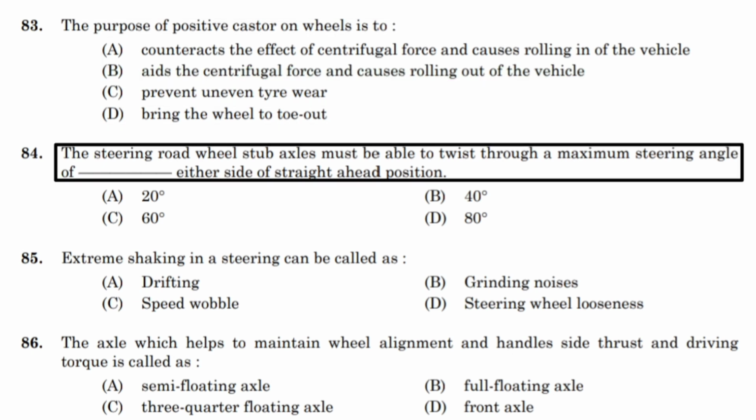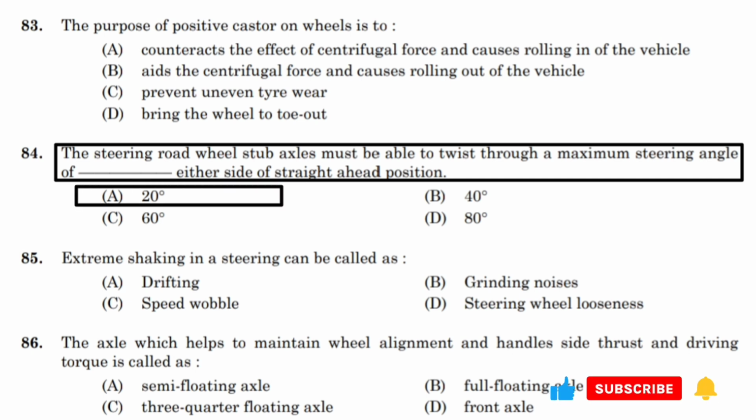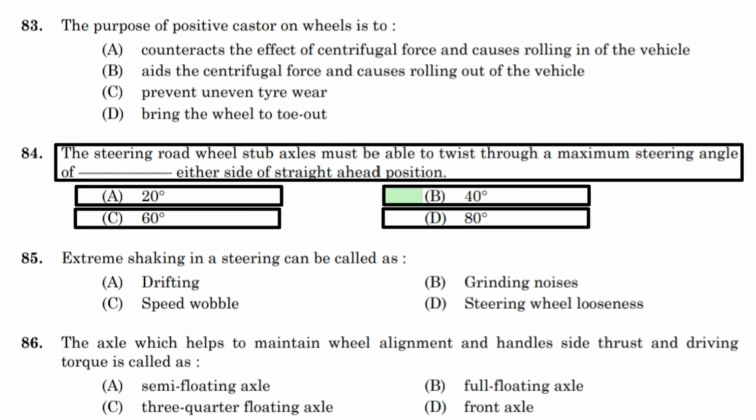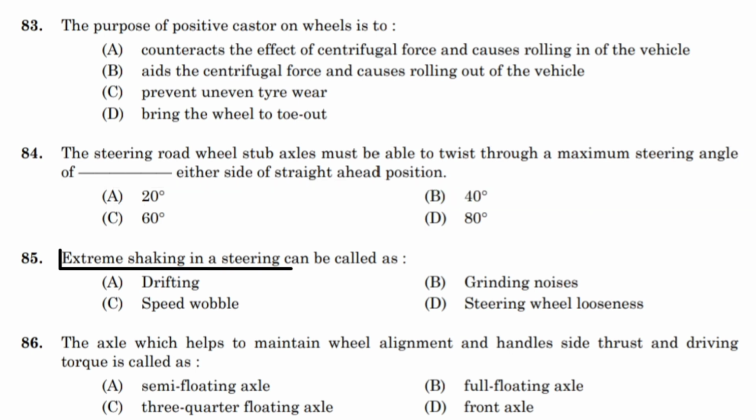84. The steering rod wheel stub axles must be able to twist through a maximum steering angle on either side of straight ahead position, A. 20 degrees, B. 40 degrees, C. 60 degrees, D. 80 degrees. Answer B. 40 degrees.